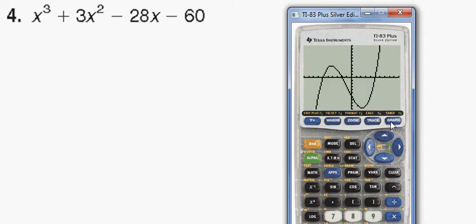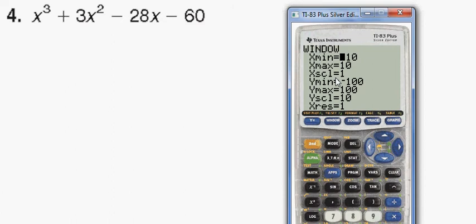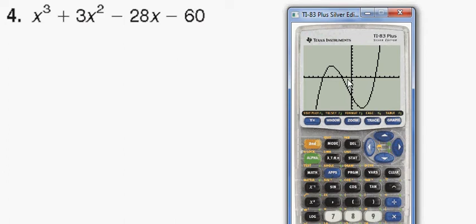We hit graph. And we look at this and we can see that we have roots. We have 1, 2, 3 different roots. And let's take a look at our window, and we see that my scale on my x-axis is 1. So each of these tick marks represents 1. I'm looking at negative 2, 3, 4, 5, negative 6. And we can test this by hitting trace. If I type in negative 6, I get 0. So I know negative 6 is a root.